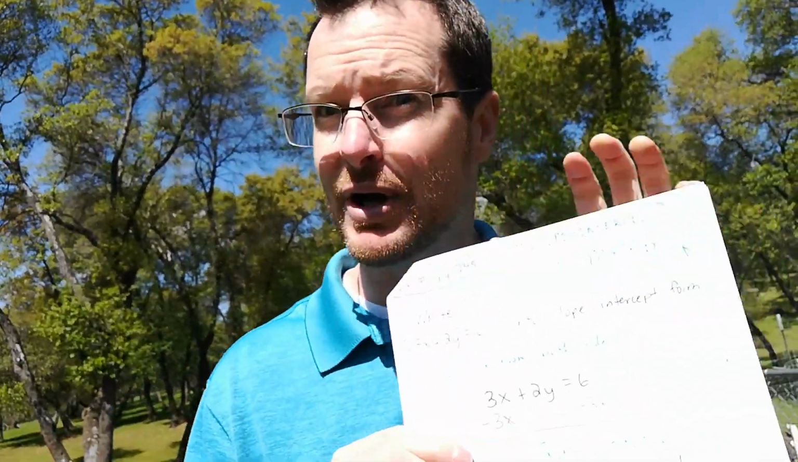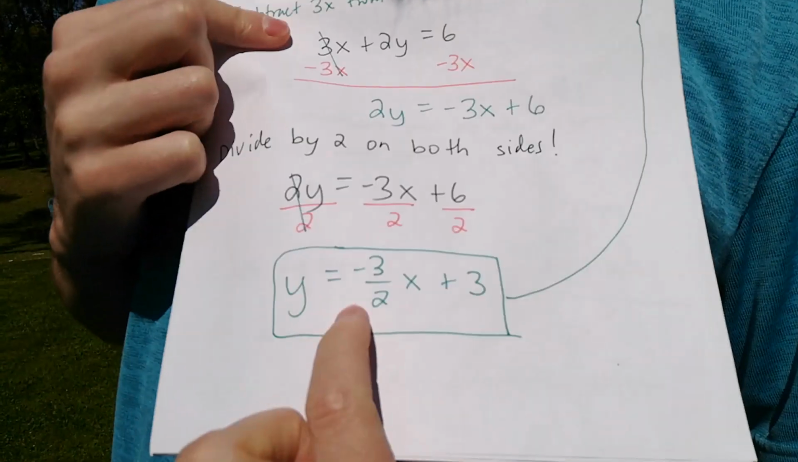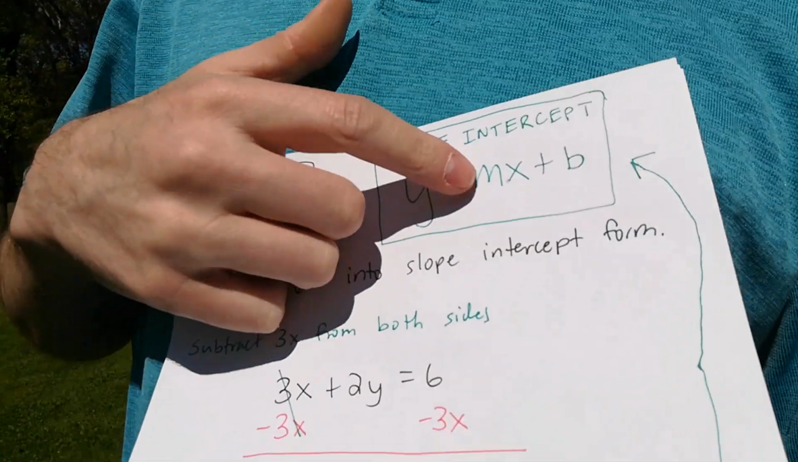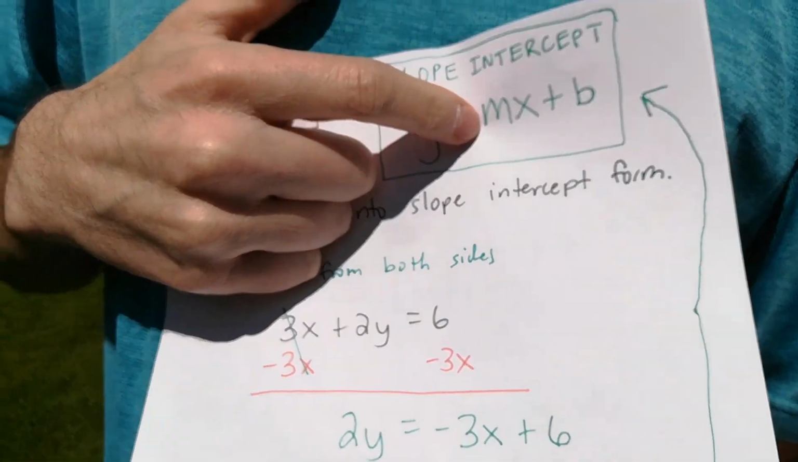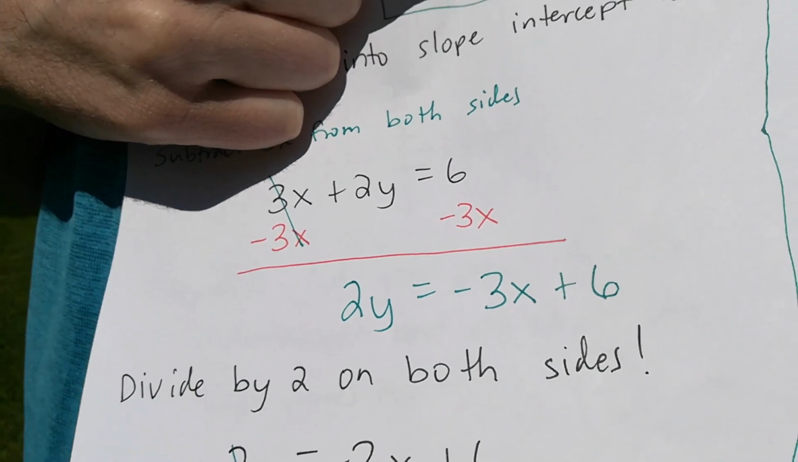And if I remember correctly, what's slope, Gracie? M. M is your slope. That's this value right here. Negative 3/2, that's your m value, remember? Because m was right here. Slope. That's why you put it in the front, then minus 3x.